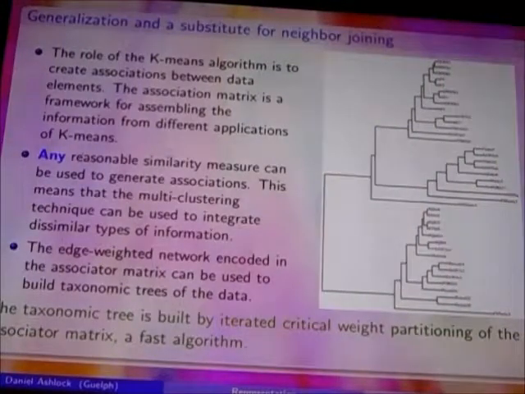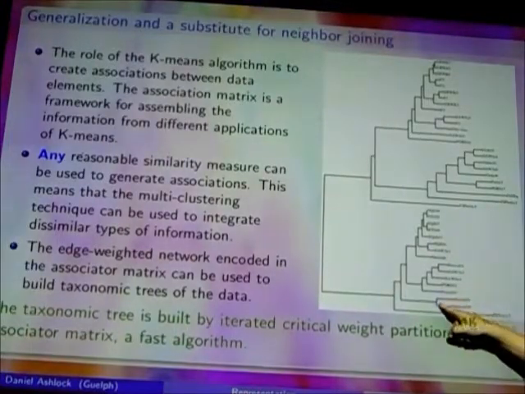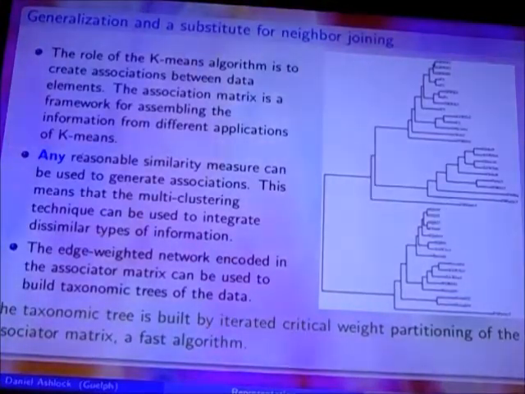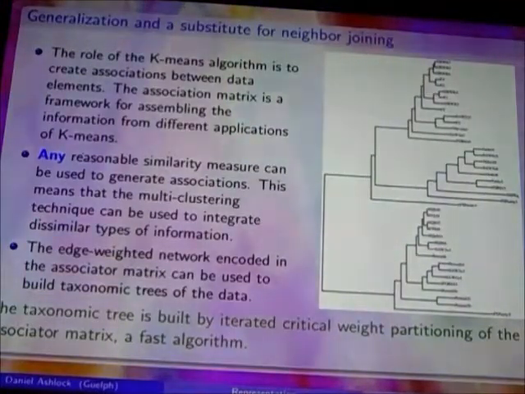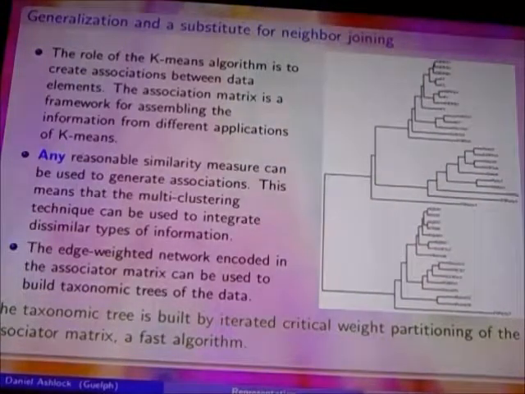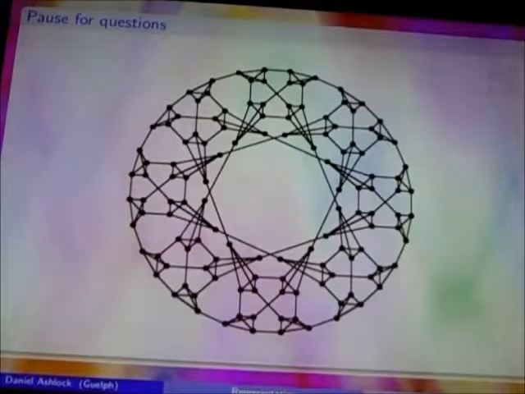You just take the 2 things that are most strongly associated, and they're the bottom level association. Then you associate the next 2 things that have the strongest connection that doesn't connect things that are already connected to one another. It's a simple algorithm. So, pause for questions.